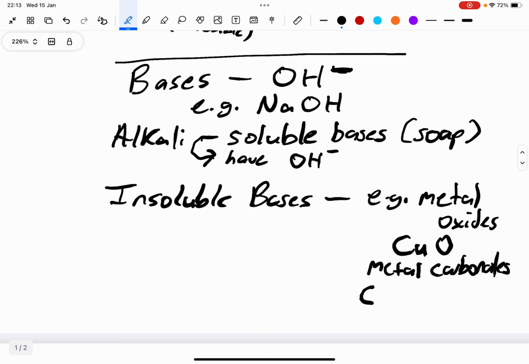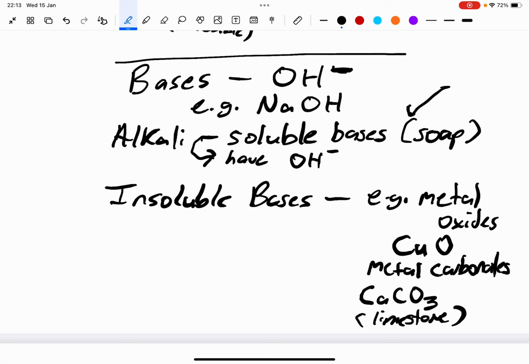So a good one to think about would be calcium carbonate, which is limestone. And we know that limestone, as a rock, if you put it in water, it's not going to dissolve. So that's the difference between bases and alkalis. Bases can be soluble, which we call alkalis, or they can be insoluble, which we call metal oxides and metal carbonates. They act as insoluble bases.